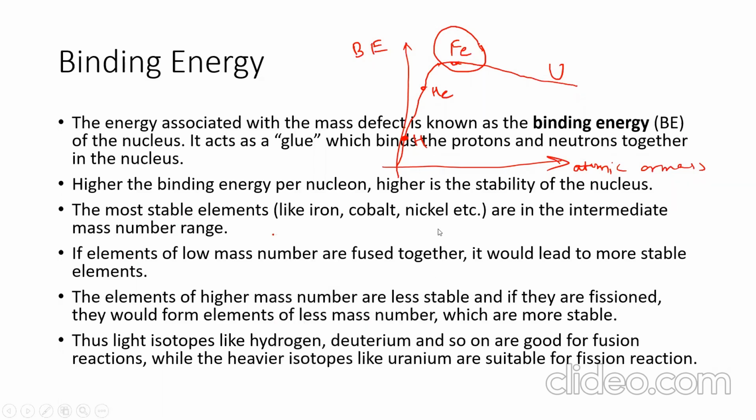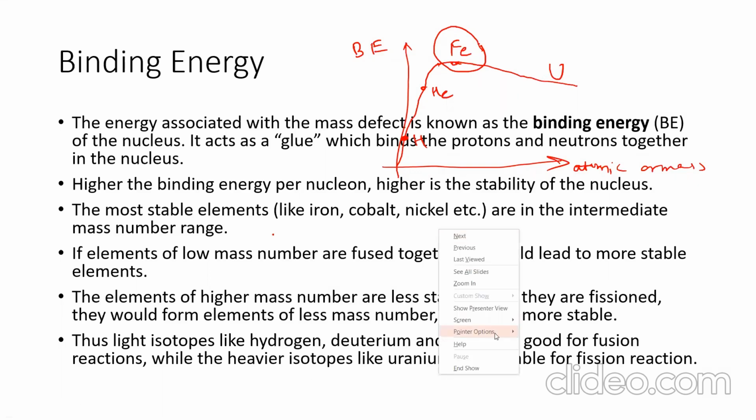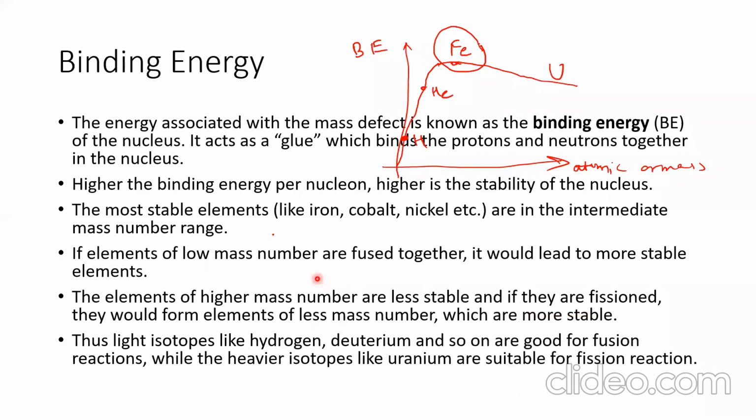It would lead to more stable elements. One minute. Okay, means what? Hydrogen is having the low mass number. It has only one proton, okay. Means what? The elements with low binding energy, which are lighter in nature, can be fused together. They can fuse together to form a heavier, intermediate element, to go towards stability.